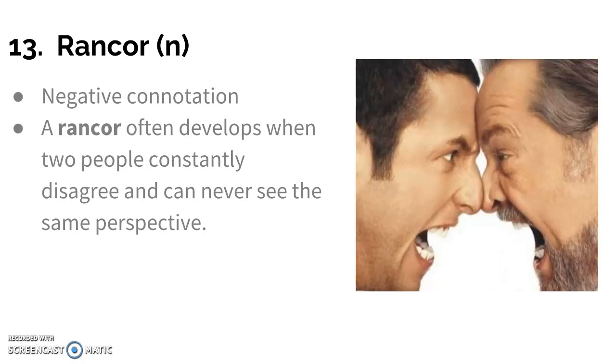Number 13 is rancor, which is a noun. The definition for rancor is bitter resentment, or ill will, or hatred. So if you have rancor for someone, you probably develop some sort of hatred for them. Or if something is a rancor, it's something that is a bitter or kind of unpleasant, malicious situation. So this has a negative connotation. A rancor often develops when two people constantly disagree and can never see the same perspective.